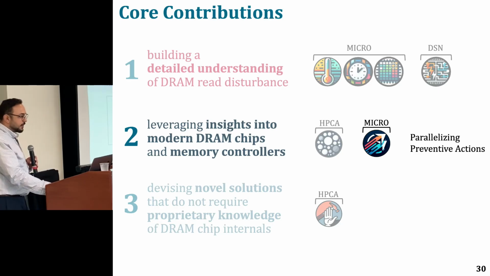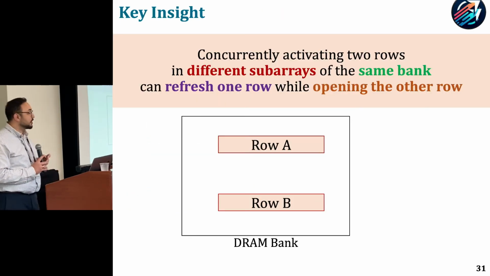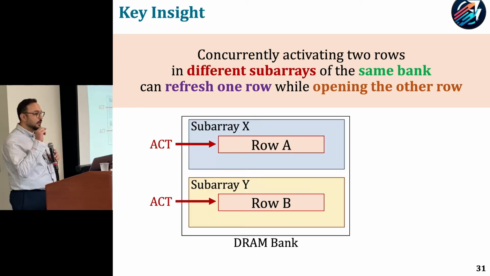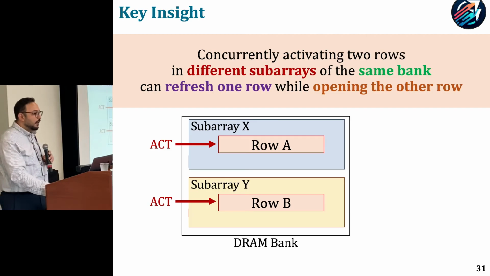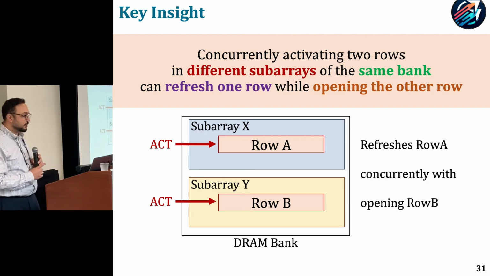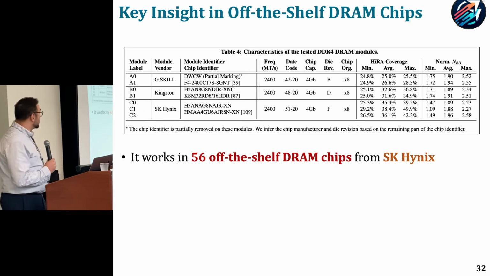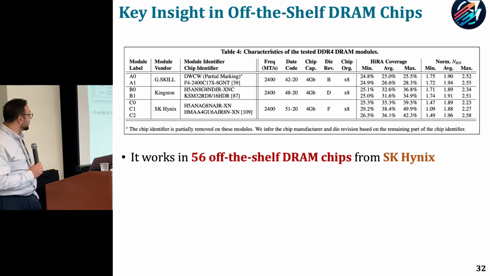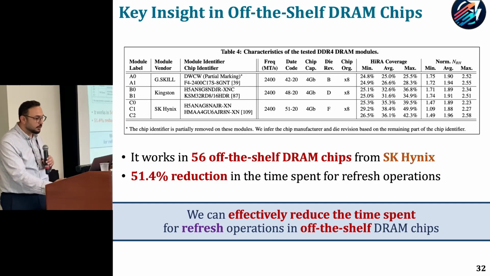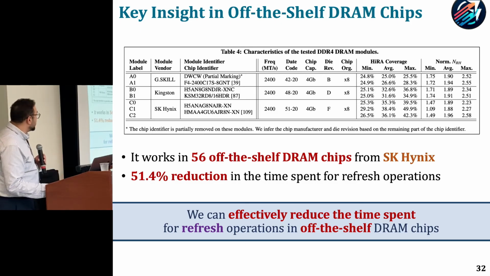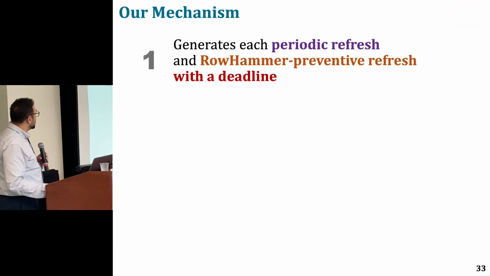The second work is parallelizing preventive actions. Here we leverage the key insight that when activating 2 rows in a DRAM bank, if these rows are located in 2 different subarrays, we can refresh 1 row while concurrently opening the other row. We show that this operation works on 56 off-the-shelf DRAM chips from SK Hynix and SK Hynix only. And it reduces the time spent for refresh operations roughly by half. And we can effectively reduce the time spent for refresh operations on off-the-shelf DRAM chips by doing so.